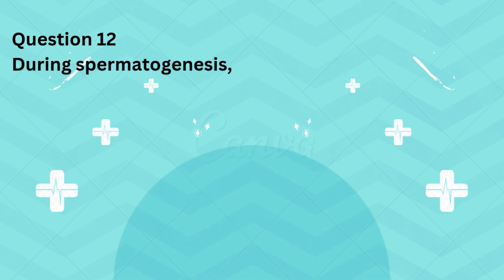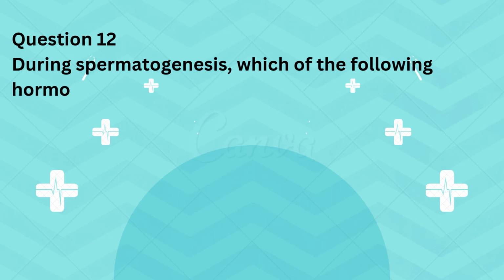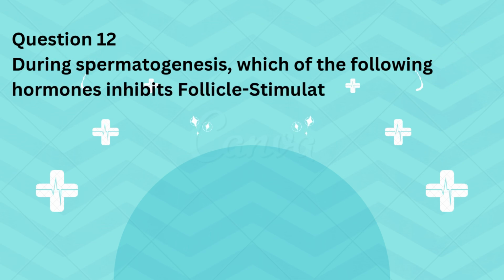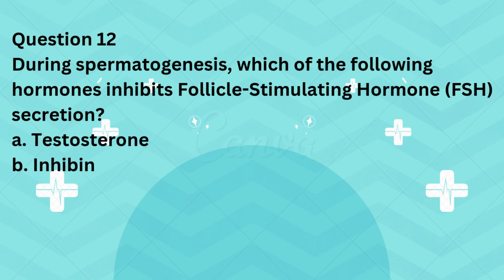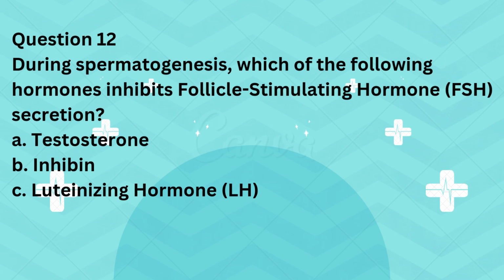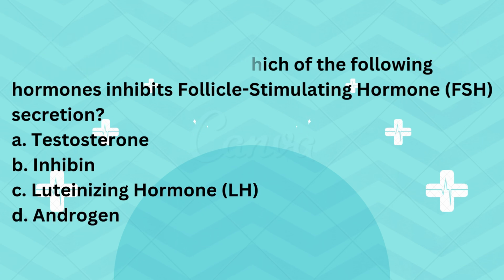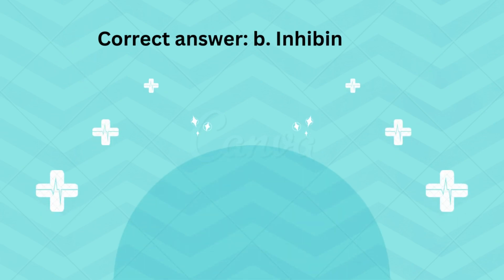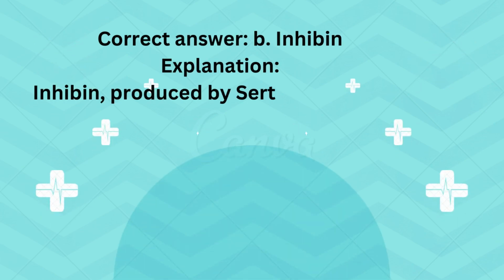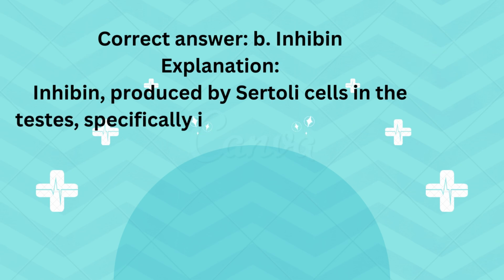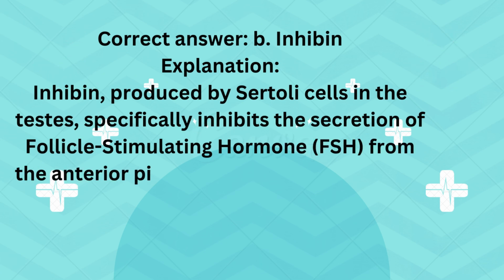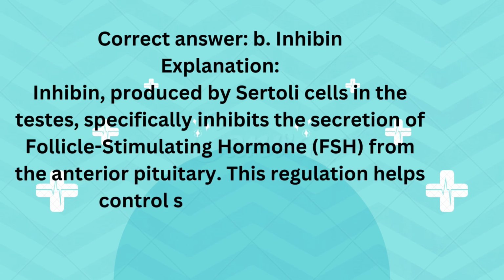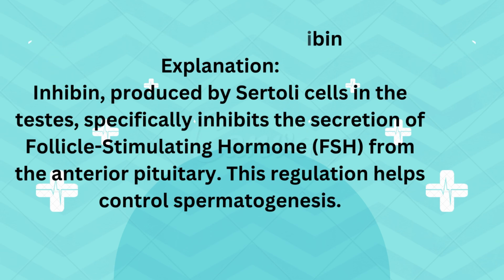Metabolic alkalosis. Question 12. During spermatogenesis, which of the following hormones inhibits follicle-stimulating hormone, FSH, secretion? A. Testosterone. B. Inhibin. C. Luteinizing hormone, LH. D. Androgen. Correct answer, B. Inhibin. Explanation. Inhibin, produced by Sertoli cells in the testes, specifically inhibits the secretion of FSH from the anterior pituitary. This regulation helps control spermatogenesis.